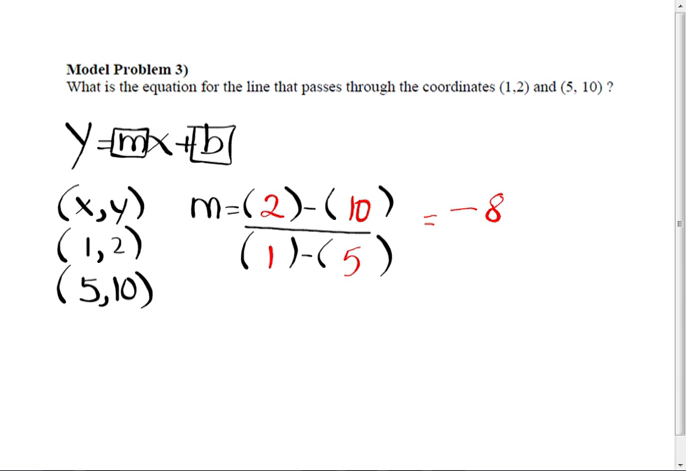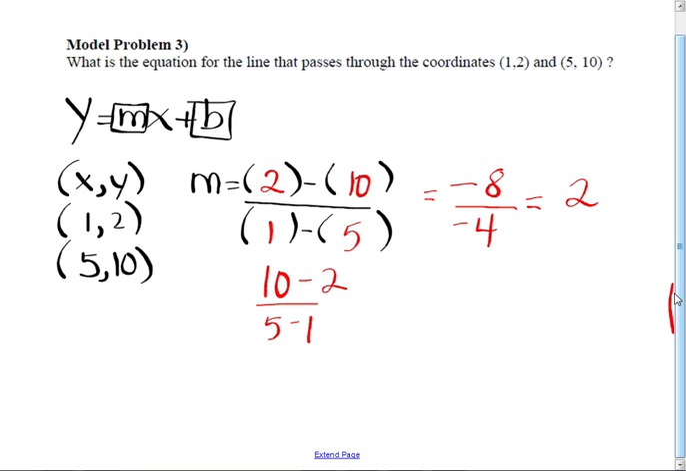Negative 8. If you don't know, I don't want you to get the problems wrong because you can't do the arithmetic. You can use a calculator. What's 1 take away 5? Negative 4. Had I gone the other direction and done 10 take away 2, then 5 take away 1, I would have had all positive numbers. But it doesn't matter. You need a little practice with negatives. What happens to 2 negatives? That makes a positive. 2 wrongs make a right. So that's 2.